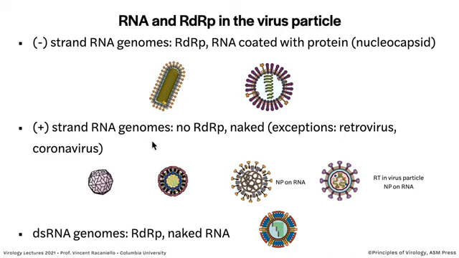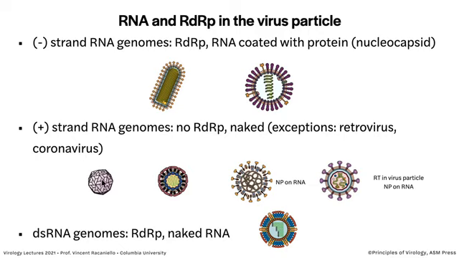In contrast, plus strand RNA genomes, there's no polymerase in the particle. It's not necessary. The RNA is typically naked. It gets in the cell and it's translated immediately. There are two exceptions to that, the naked part. They're retroviruses and coronaviruses. Their plus strand RNA is coated with protein, and there's specific reasons for that.